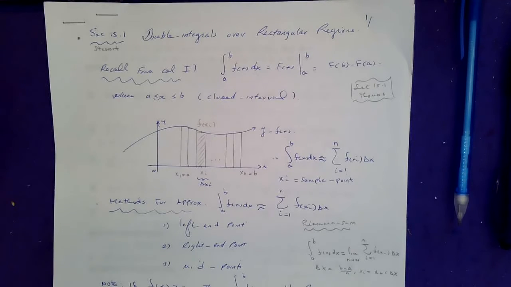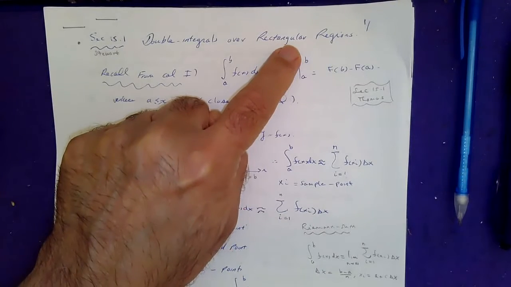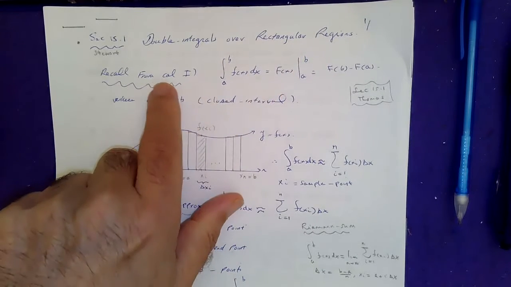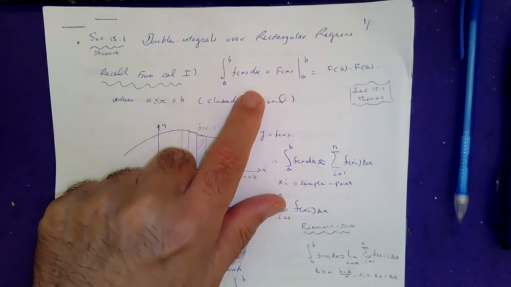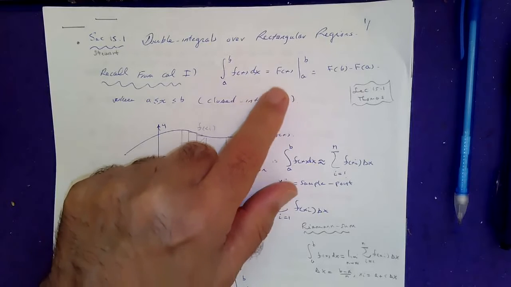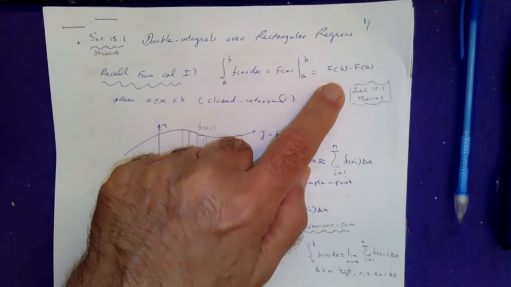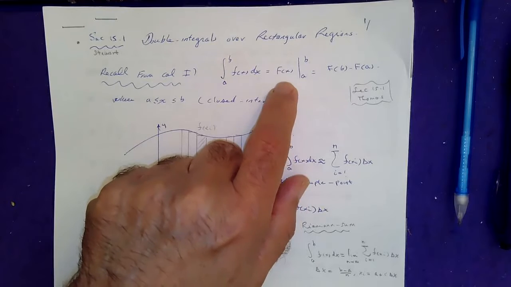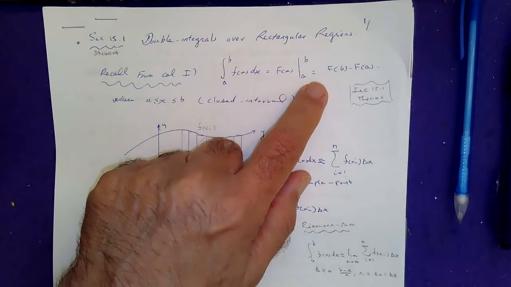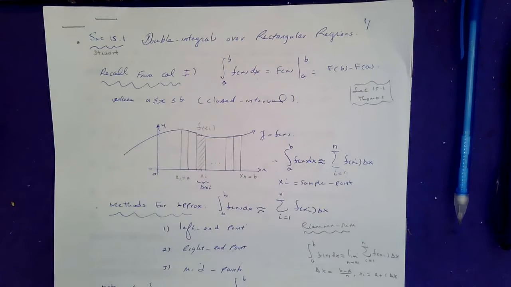Section 15.1, double integrals over rectangular regions. Remember from first semester calculus when you had a definite integral, that was like the antiderivative evaluated at the upper limit minus evaluating the antiderivative at the lower limit. That was the fundamental theorem of calculus.